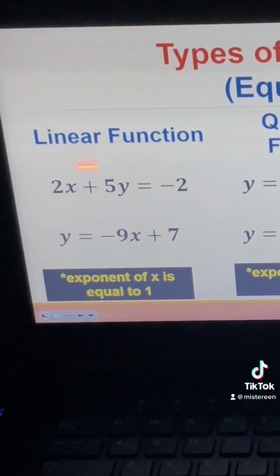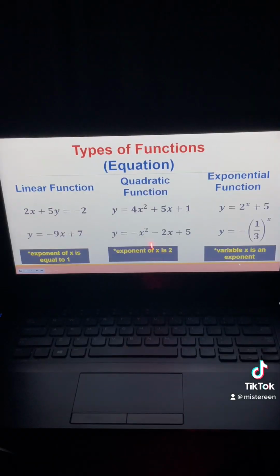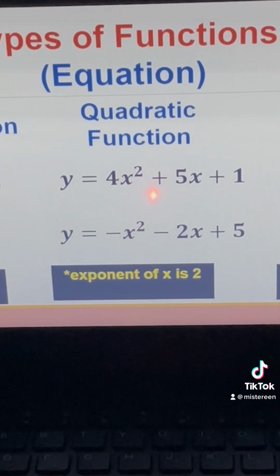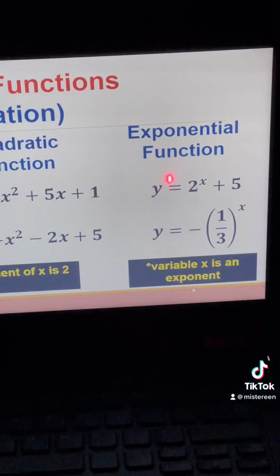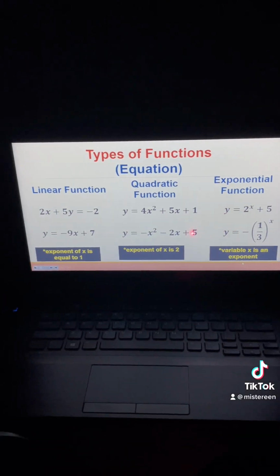If you see for a linear function that the exponent of x is only 1, just like this, the exponent of x is equal to 1, you call it a linear function. All right. If the exponent of x is equal to 2, just like this, you see an x squared, that's a quadratic function. The highest exponent in the equation is 2 for x. So that's a quadratic function. And for an exponential function, if you see that your variable x becomes an exponent, just like this one, you see that x is on top of 2. If it becomes an exponent, you call it an exponential function. All right. So that's the difference in terms of equation.